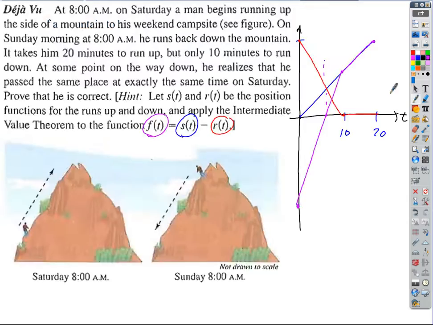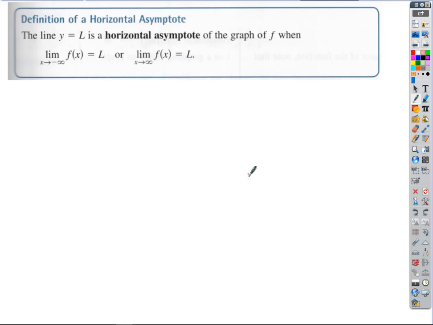Okay, now I'm hitting go. All right, so here's the new stuff. So for today, we're just going to get started on this.